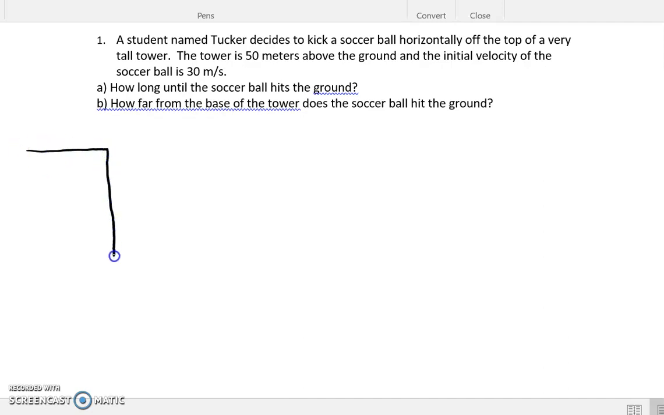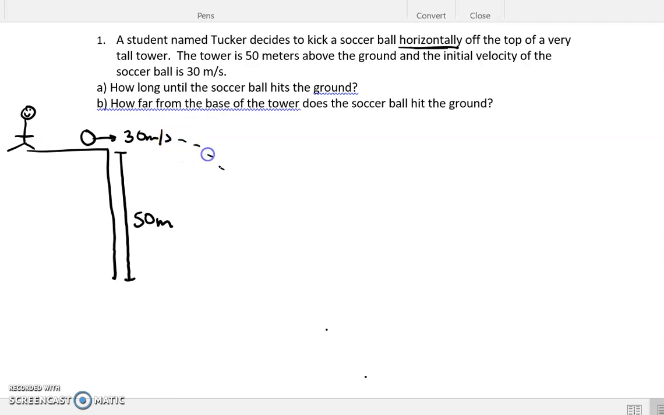Let's see, so we have a good old tower. The tower is 50 meters tall. Let's see, we have a student named Tucker. Okay, he's very happy to be playing soccer outside. And he launches a soccer ball, what, 30 meters per second? And it's horizontally, so that's very important to make sure to draw in our picture. So this is 30 meters per second. And I'll go ahead and draw the trajectory of the ball. Cool. So I have my picture.